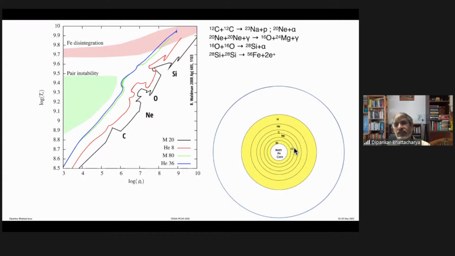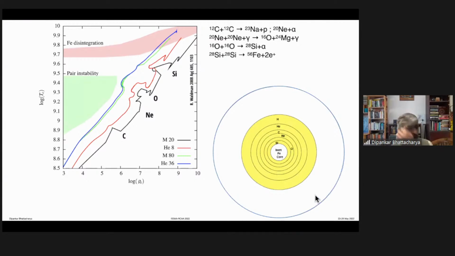Around the oxygen burning shell, there is a neon burning shell, which generates more oxygen and adds to the oxygen burning shell. Surrounding that is a carbon burning shell, which is producing more neon and adding to the neon burning shell. Outside that is a helium burning shell, which is producing carbon and adding to this. And finally, there is a hydrogen burning shell, which is producing more helium and supplying the helium burning shell. Outside of this, there is no nuclear burning.